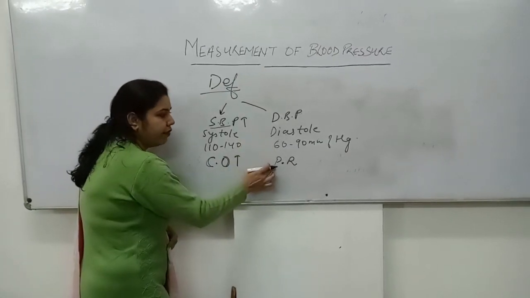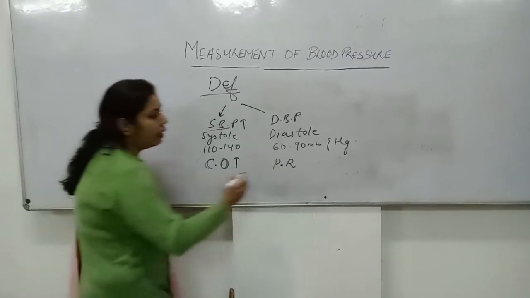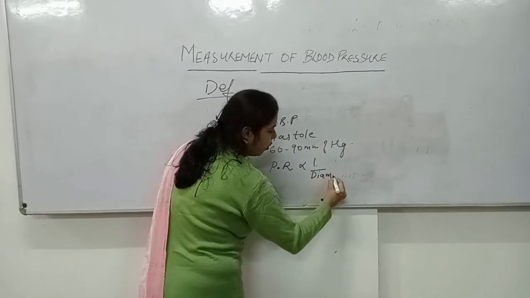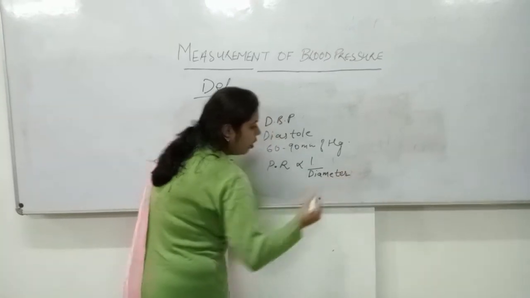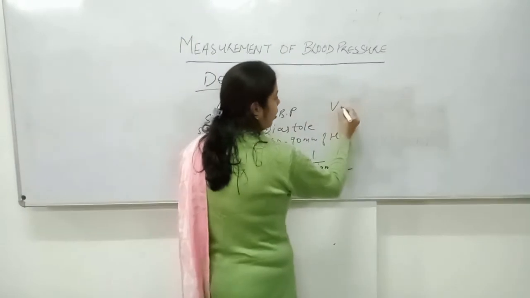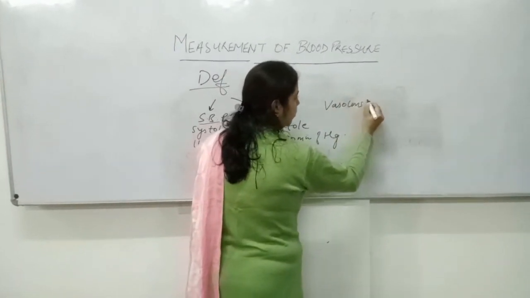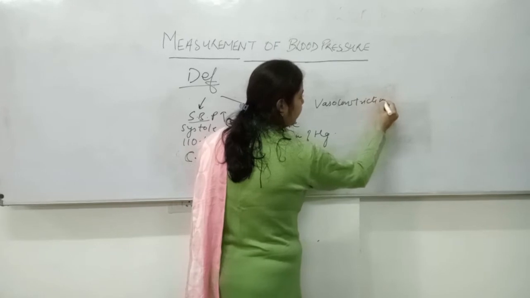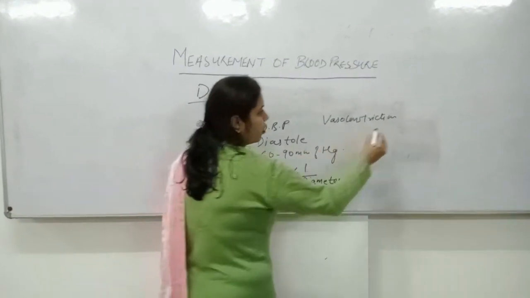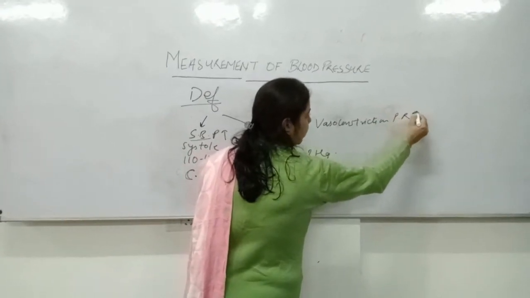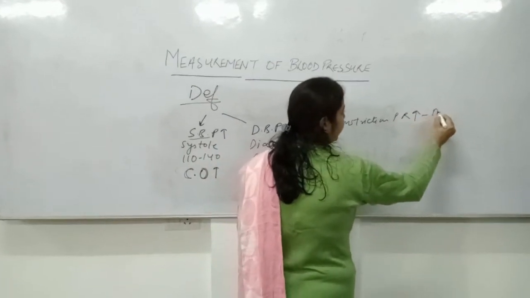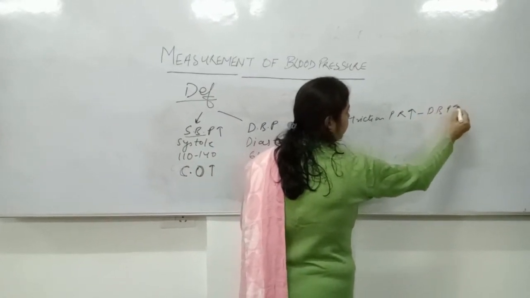Now, peripheral resistance depends upon the diameter of a blood vessel. It is inversely proportional to the diameter of the blood vessel. Whenever there is a narrowing of a blood vessel or a vasoconstriction, as we see in the winter season, what happens during vasoconstriction? Your peripheral resistance increases, so it will certainly lead to an increase in diastolic blood pressure.